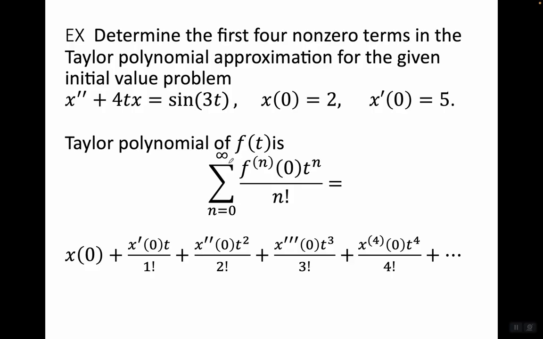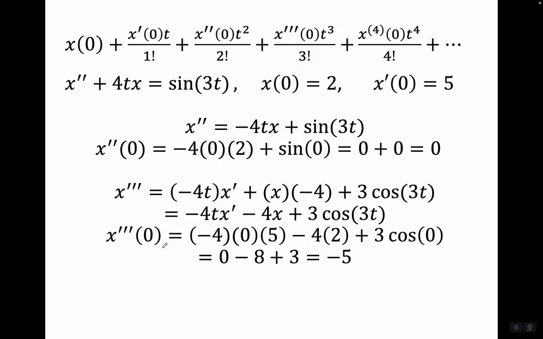Notice in this problem, our function is x. X is a function of t. And if you have a second derivative, you need 2 initial values. So we have x of 0 equals 2, x prime of 0 equals 5. Taylor polynomial looks the same, except this time it's going to be x of 0 plus x prime of 0 t over 1 factorial plus blah, blah, blah. So again, t is the variable and x of t is the function. Okay, so we just need to plug in x of 0, x prime of 0, x double prime of 0, etc. So here's the original initial value problem.